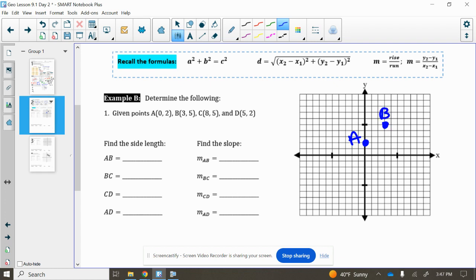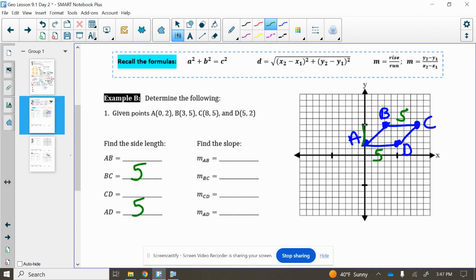C is at 8, 5. And D is at 5, 2. And if we want to find the side lengths, similar to what we were doing in the last lesson, we can start, for some of these, we can just count. Because for instance, from B to C, this is just 5 units, as well as from A to D, that is just 5 units. So those we know would just be 5.